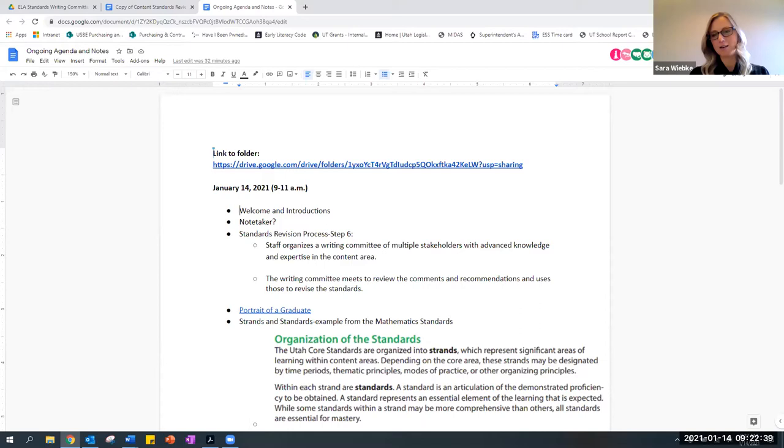So that was the welcome introductions. We already have a note taker chosen. Thank you, Krista, for doing that. I did want to reiterate the standards revision process. It's a fairly lengthy process, and currently we're on step six. Step six is really that we are organizing this committee, which of course is full of a very diverse group of stakeholders. And then this committee specifically will be reviewing the comments and recommendations from the review committee that has already met and came up with a report, and then go ahead and revise the standards based on that.